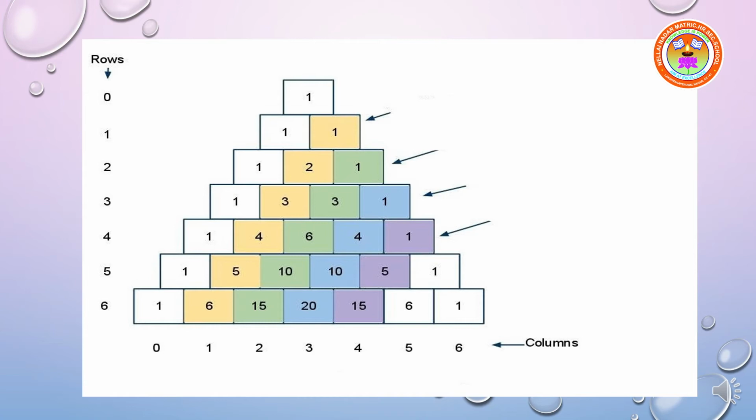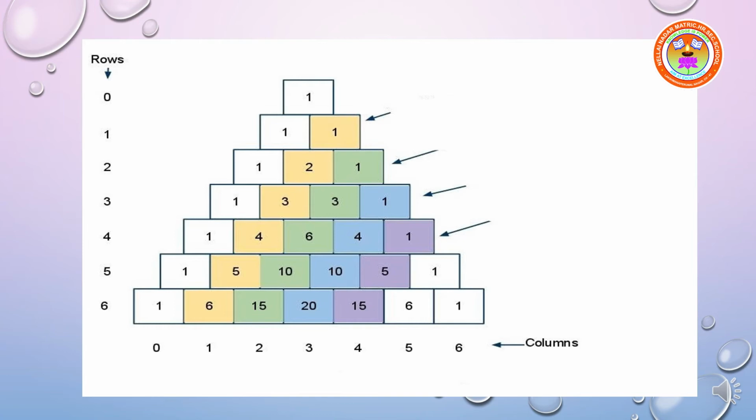So the second box is got by adding 1 plus 4. That is 5. The third box is got by adding 4 plus 6. That is 10. And the fourth box is got by adding 6 plus 4. That is again 10. Now the fifth box is got by adding 4 plus 1. So you will repeat this pattern.